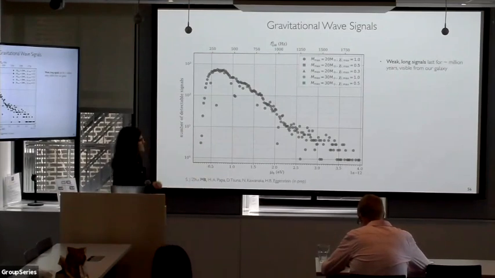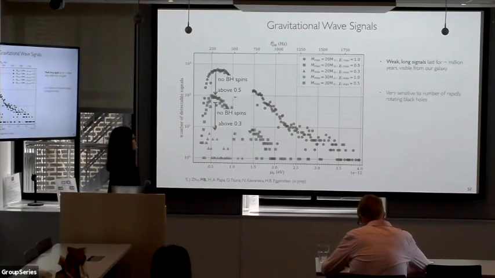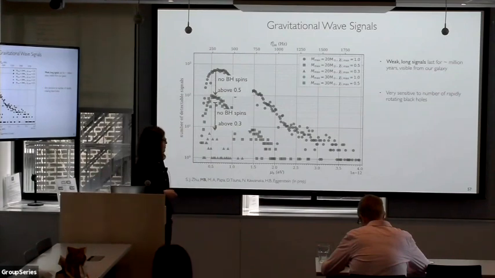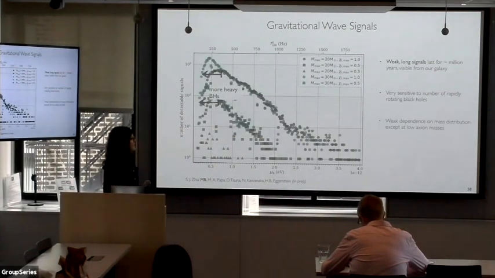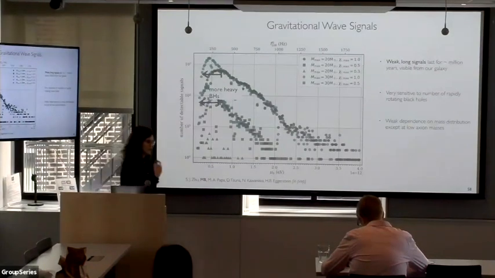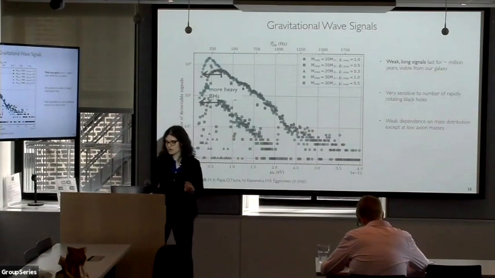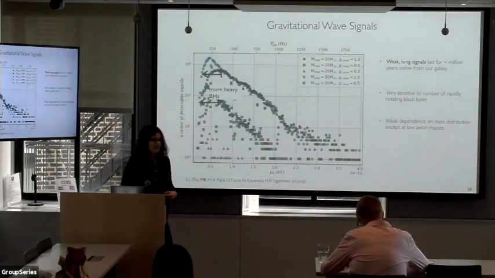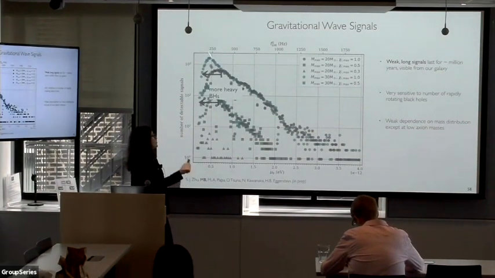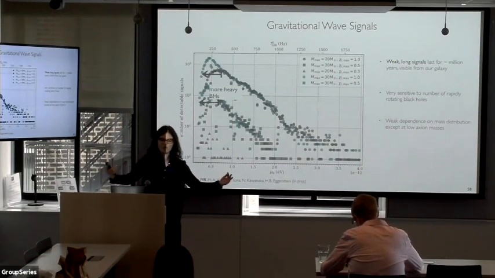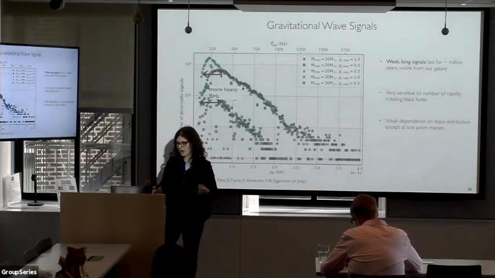In the interest of time, I'm not going to go through the details, but the basic message is that if you have fewer rapidly rotating black holes, the number of signals decreases by about an order of magnitude if you get rid of all black holes that spin faster than 0.5. And if you have more heavy black holes, so if for example the metallicity is a little lower and you get heavier black holes from stellar explosions, then you can go to lighter axion masses, because bigger black holes correspond to longer wavelength particles.